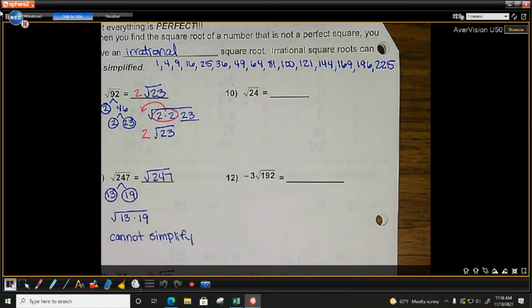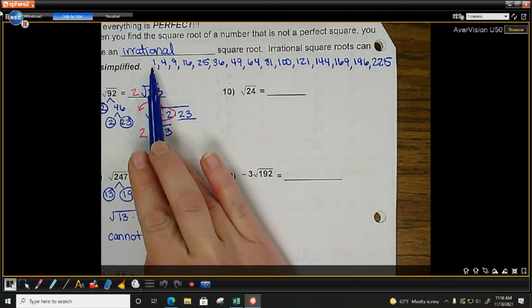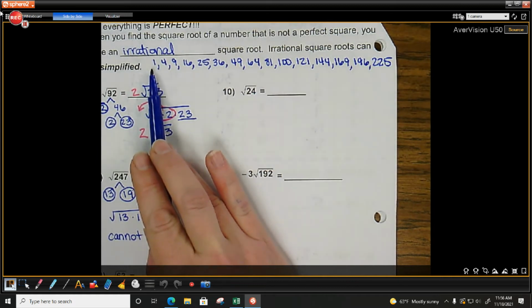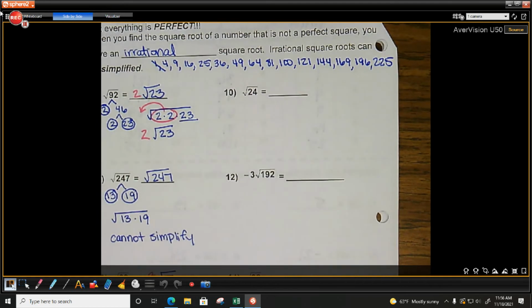Now, is 1 a good perfect square, or does that just mean my number's prime? If something's divisible by 1, does that change the number? No, so I'm not going to really look at the 1, okay? My smallest perfect square I care about is 4.